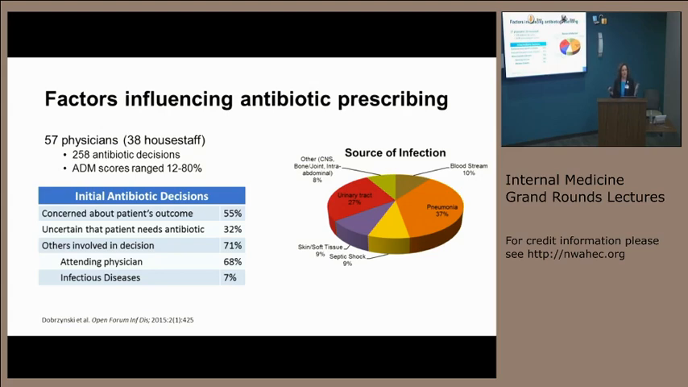And there was a broad range in appropriate decision-making scores, between 12% appropriate or guideline concordant up to 80%, which is, again, the higher range of what else is out there in the literature. And so in terms of what folks were thinking with their initial antibiotic decisions, concern or fear certainly came into play and was cited over half of the time. About a third of the time, folks were uncertain that the patient needed an antibiotic, and then others were often involved in the decision-making. Interestingly, ID was only involved about 7% of the time.